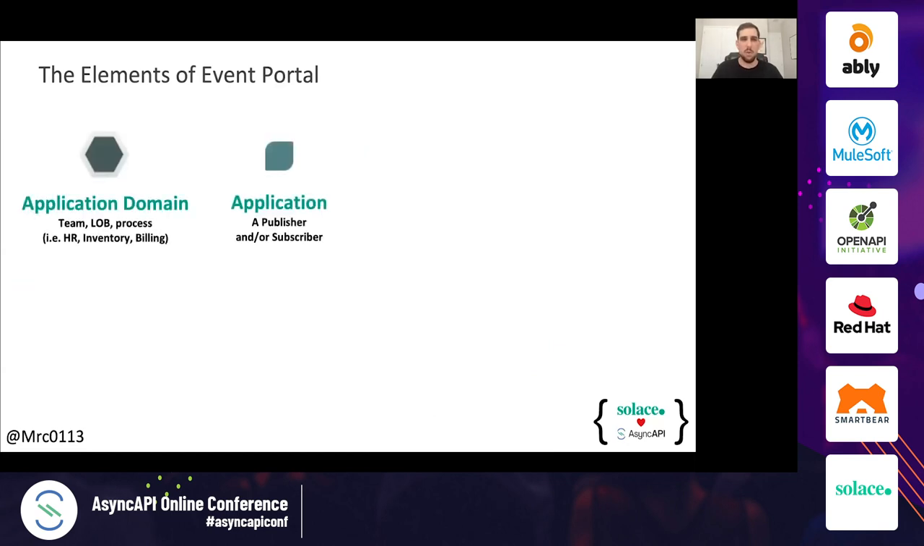In the event portal, you really need to know about four different things. An application domain, which allows you to define your different software development teams or lines of business, however you want to organize your development teams. Of course, the applications themselves, whether it's a publishing application, a subscribing application, or both. An event, which is defined by that Pentagon icon. An event has a topic address, but also metadata that will reference a payload schema.